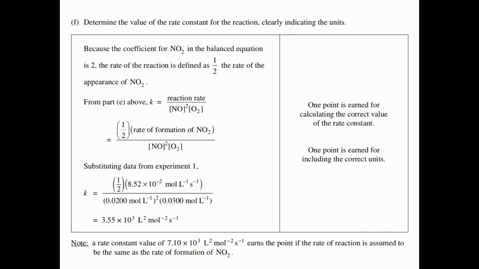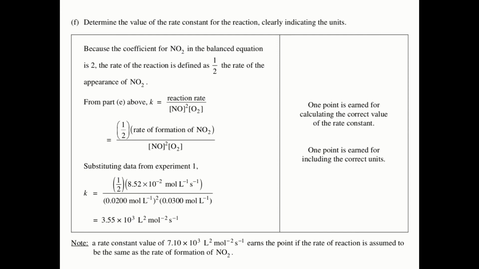But even if you didn't do that, remember it's rate equals K times NO squared times O2, and so you can simply solve this even if you didn't divide by the half, otherwise you should have gotten this. So either 3.55 times 10 to the third or 7.10 times 10 to the third. They write it with moles and liters. I would have just said molar to the -2, seconds to the -1.